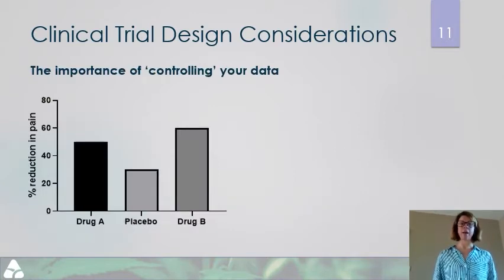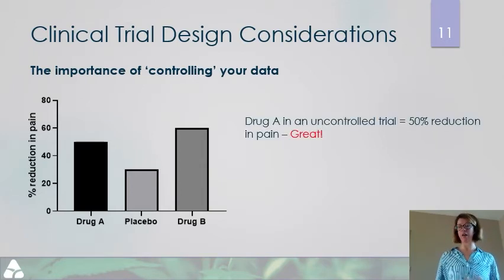So I just want to give an example of why this is really important and how you can maybe misinterpret your data if you don't control for it properly. So imagine that you've just done a clinical trial investigating drug A, looking to see whether or not it was effective at reducing pain. You collect your data and you see that you get a 50% reduction in pain with drug A and you think, wow, this is brilliant. I have just found a really great new analgesic drug. Now, that's what would happen if you had done an uncontrolled study or an observational study.